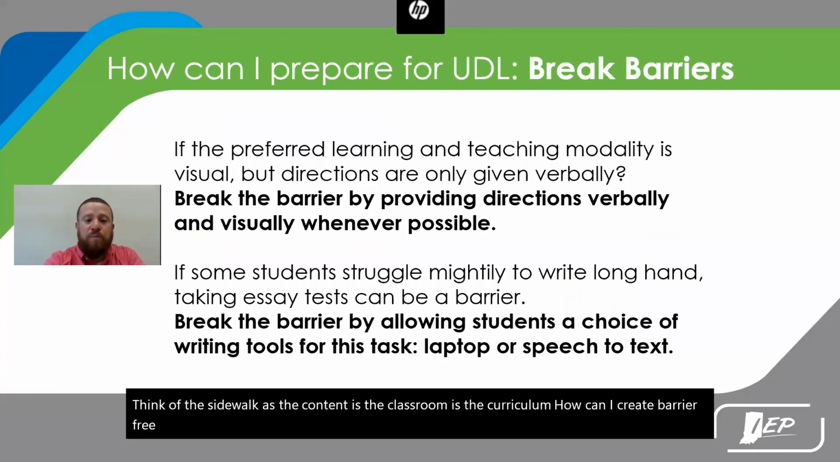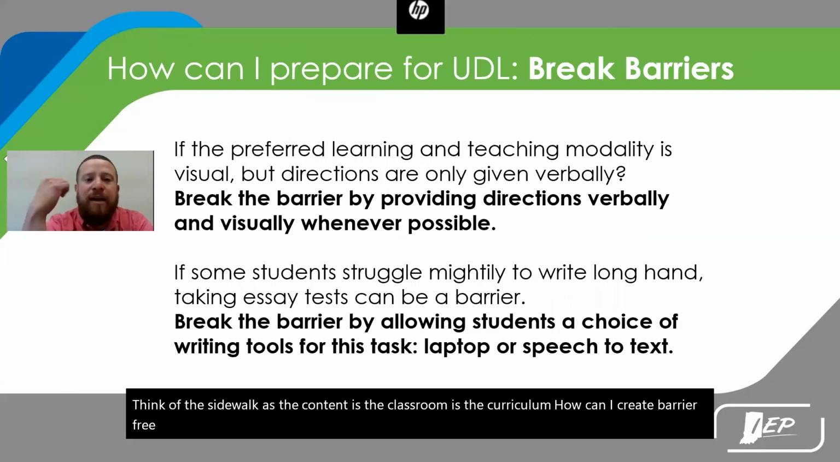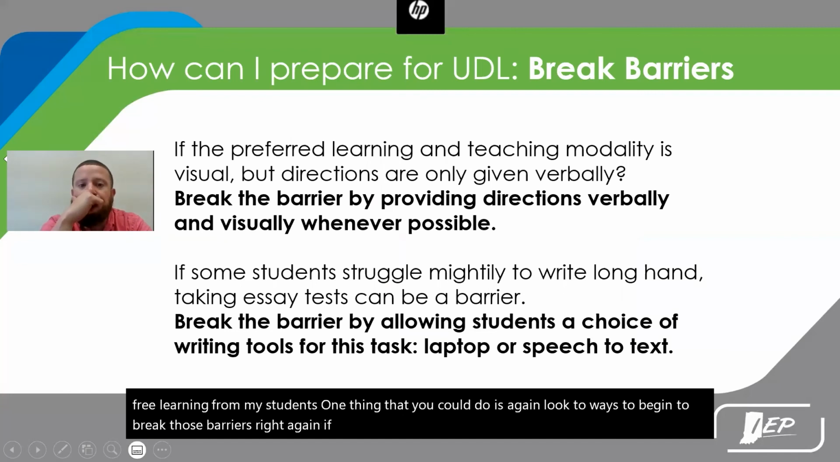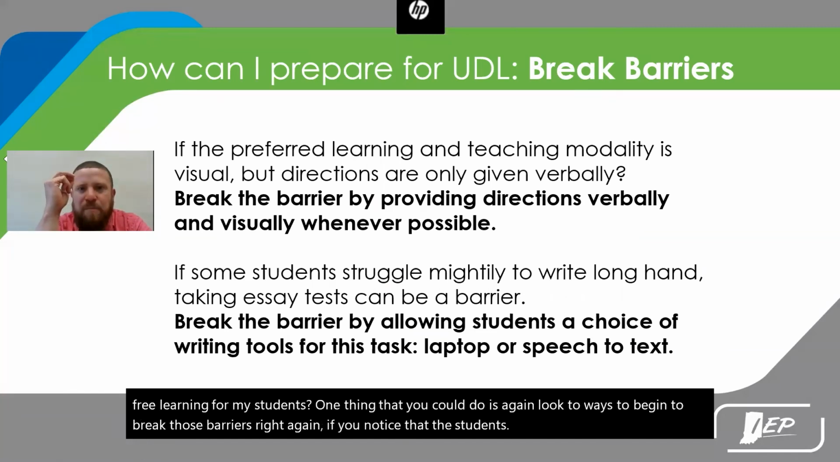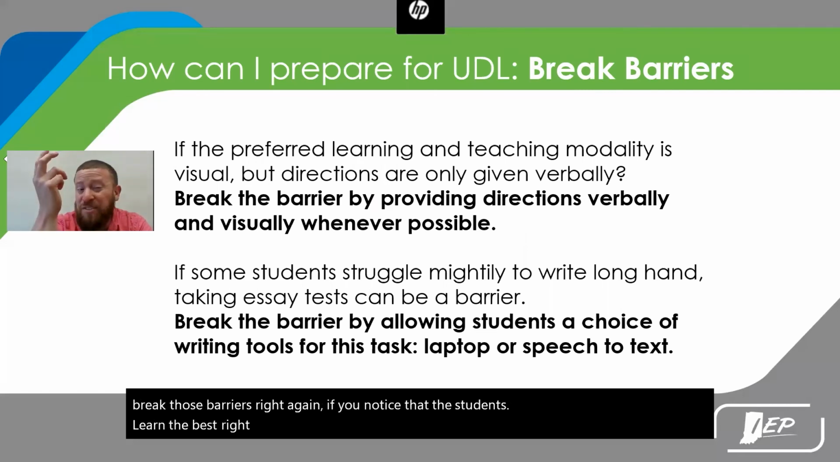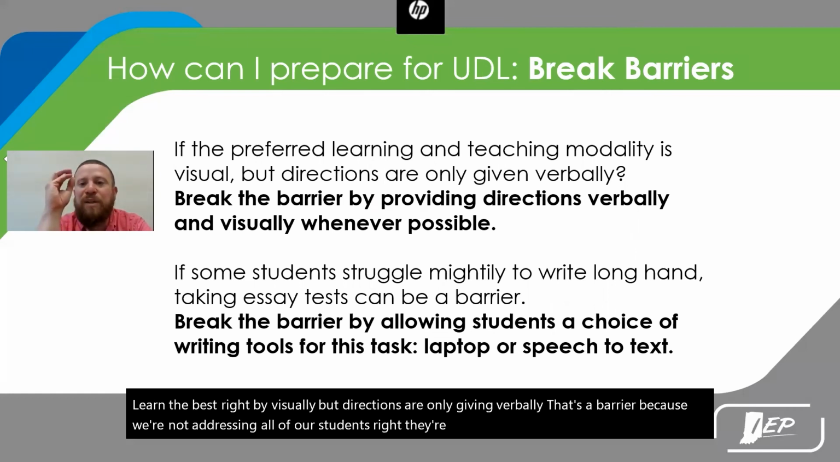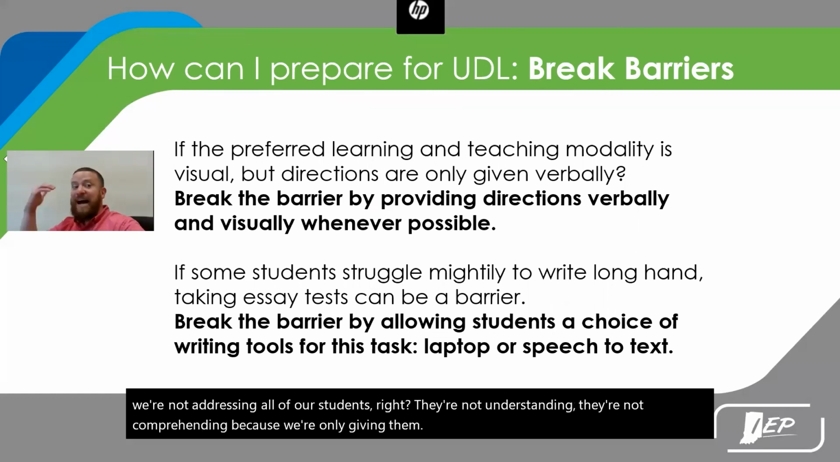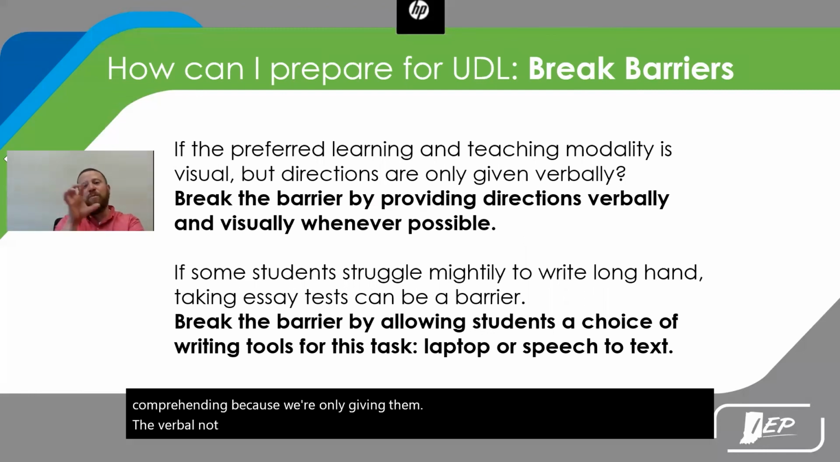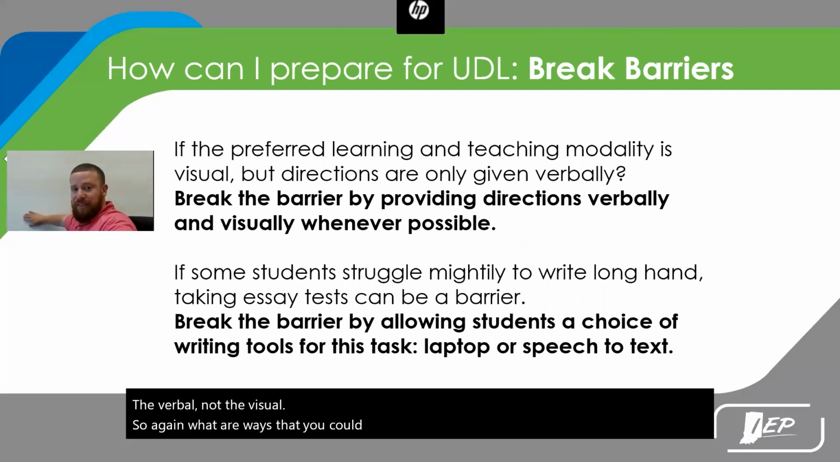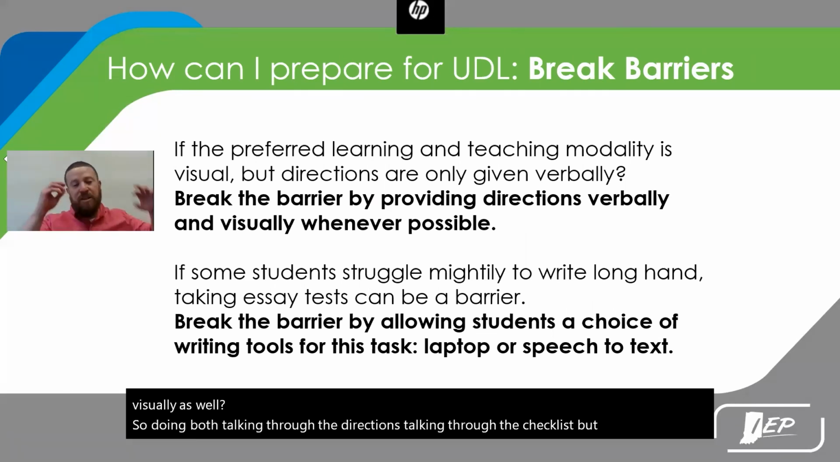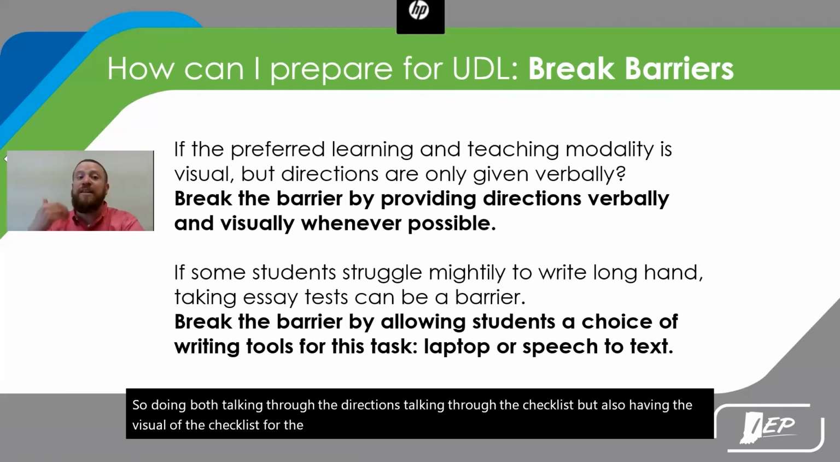One thing you could do is look for ways to begin to break those barriers. If you notice that students learn best visually, but directions are only given verbally, that's a barrier because we're not addressing all of our students. They're not comprehending because we're only giving them the verbal, not the visual. So what are ways you could break the barrier by also having directions listed visually? Do both: talk through the directions and the checklist, but also have the visual of the checklist for the students that need to see it in order to understand and comprehend it.